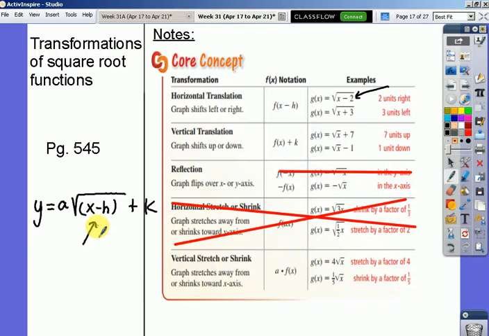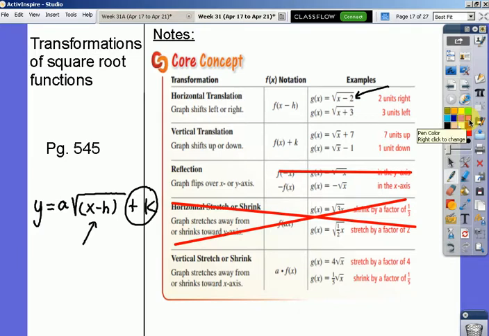Vertical translations. Now, vertical translations, that's this outside plus k value. That could be positive or negative, and that affects movement up or down. Our vertical movement, right, along the y-axis here. So plus 7 moves our graph up 7 units. Minus 1 moves it down 1 unit. That has not changed.